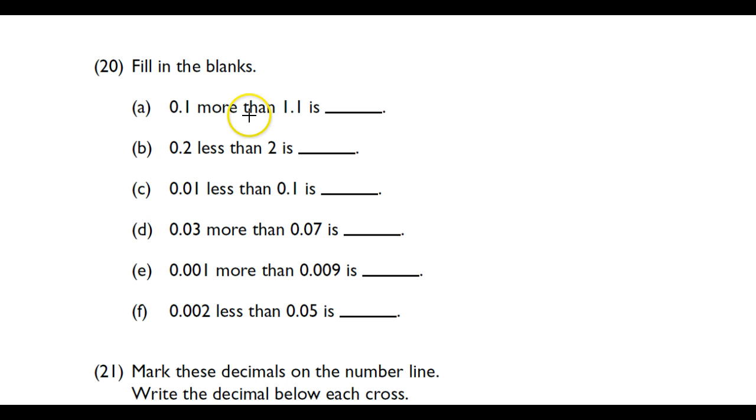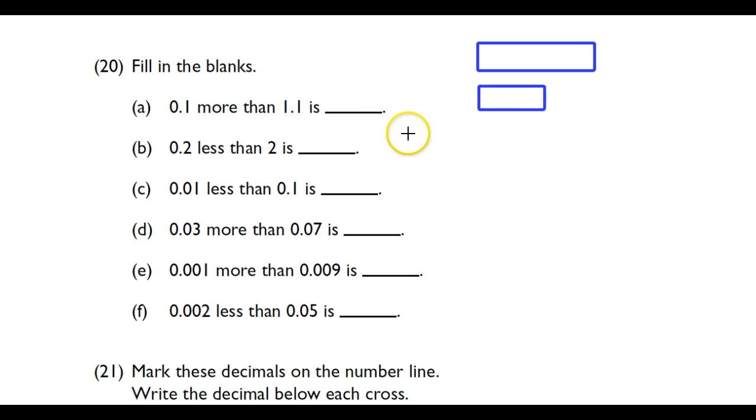0.1 more than something. This 0.1 is a difference. Something is more than something. So one of them, a number, is more than the other number. Okay? Something is more than a smaller number. So 1.1 is a small number. 0.1 is the difference. Right, let's take a look.